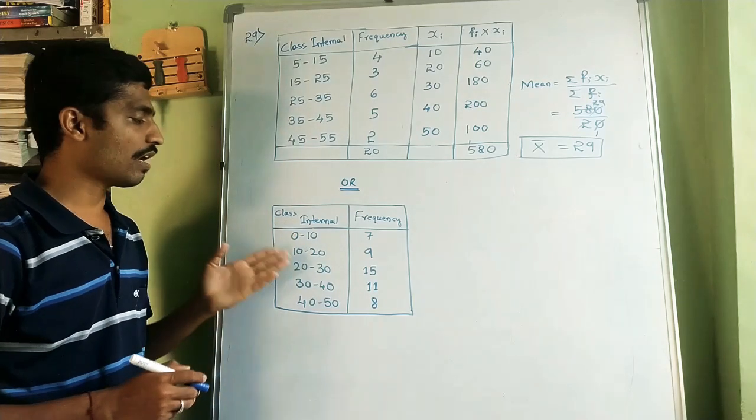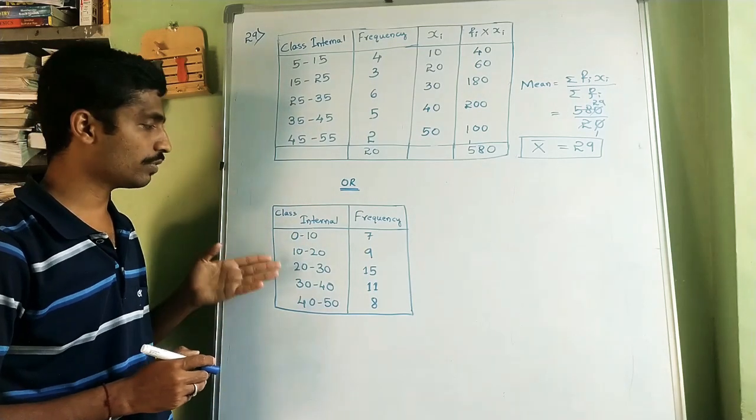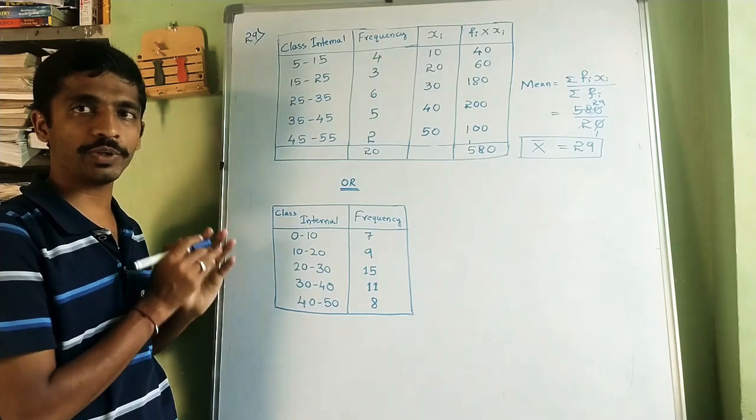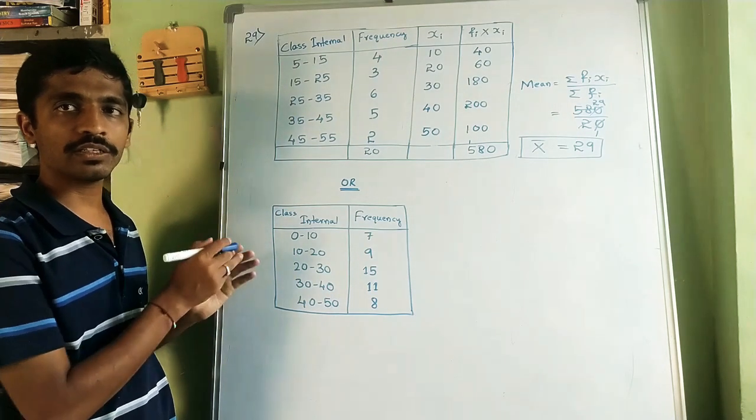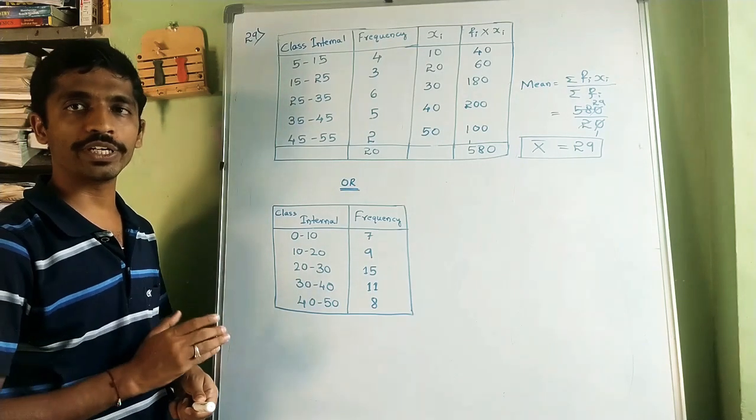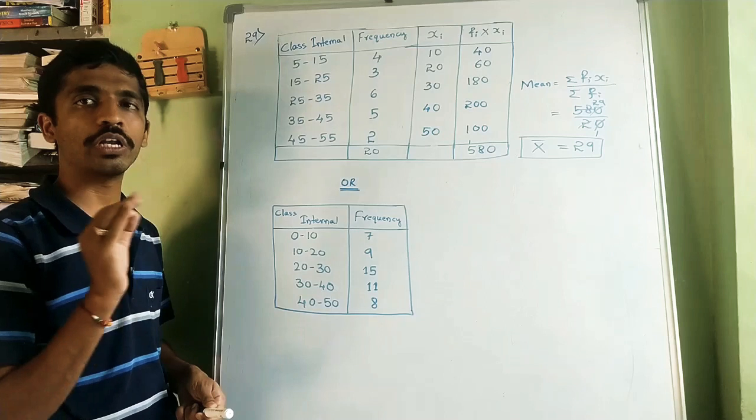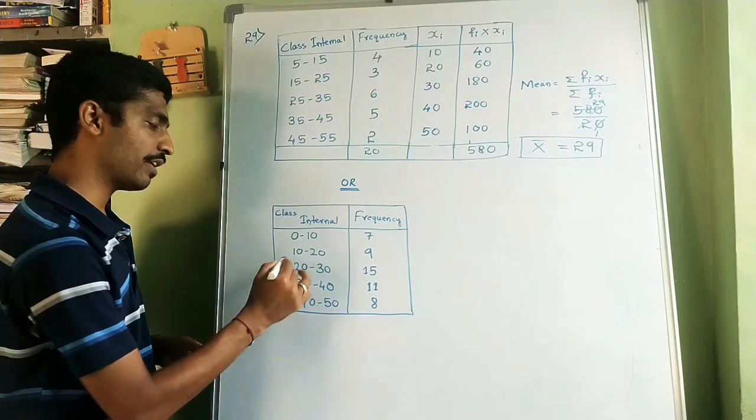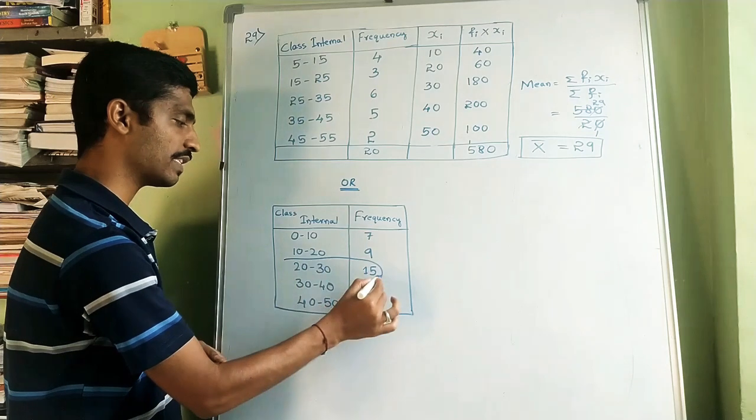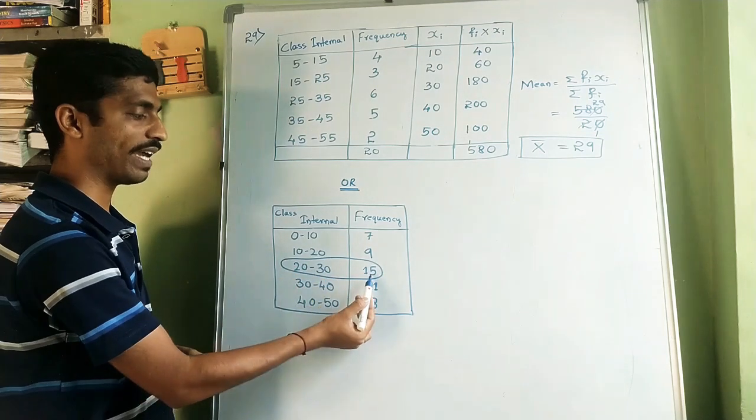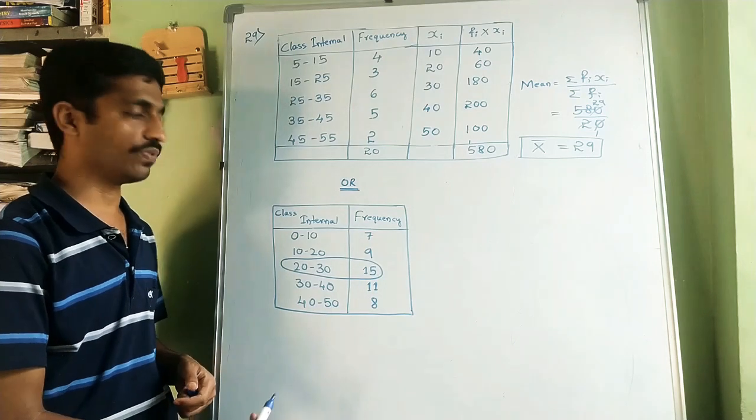Now for the other question, the optional question, just do one choice. You can do any one. Okay, don't do both in your board exam. Any one you can solve there. Okay, so for the mode what do we need? We have to find the modal class. Okay, then modal class means what? The one having the maximum frequency, that is here. 20 to 30 is having the maximum frequency, that is 15.